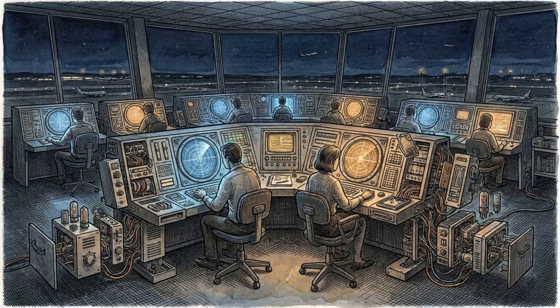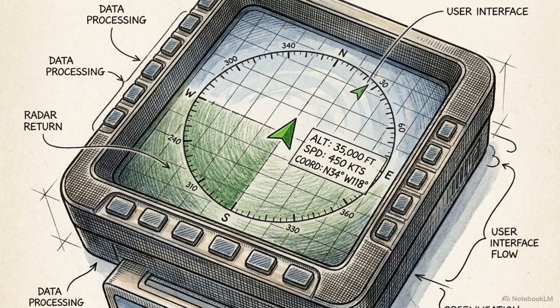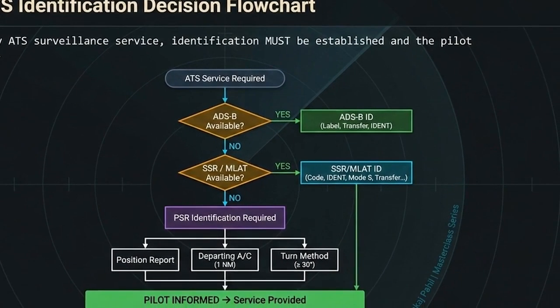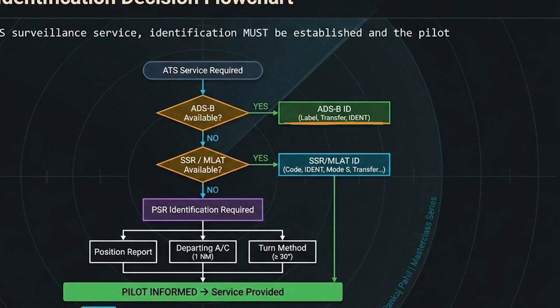Before an air traffic controller provides any ATS surveillance service, they must verify your radar identification and explicitly inform the pilot that identification has been established. This flowchart maps out the sequential decision-making process ATC follows. Notice the first priority at the top, checking if ADS-B is available. If ADS-B is equipped, ATC can identify you via three methods: direct recognition of the ADS-B label, transfer of identification from another sector, or compliance with the instruction to transmit ADS-B ident.